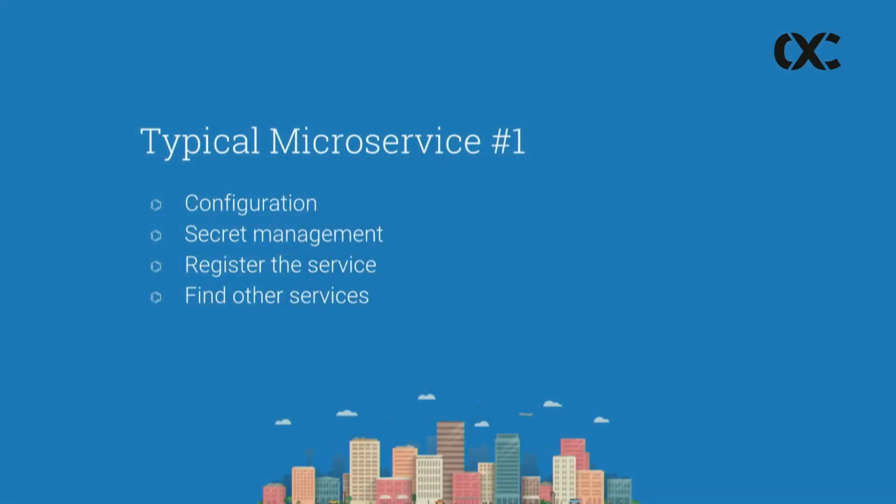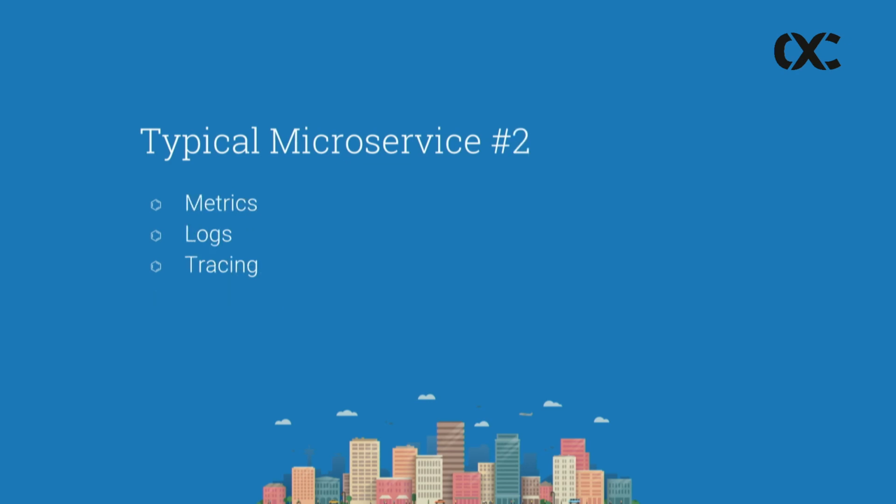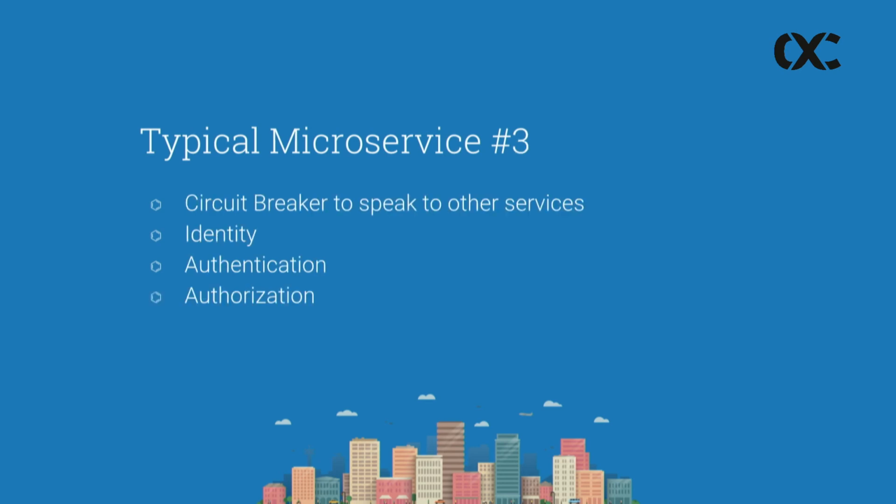So how do you run services? Typically, and you heard this in some talks before, you have some sort of functions in every service. It starts with configuration, secret management, you need to register the service, you use service discovery, all this kind of thing. Then you do metrics and logs and tracing, and then you have circuit breakers, and you want to have identity in your service that enables you to do authorization and authentication, all those kinds of things. And these are cross-cutting things that you have in all of your services.